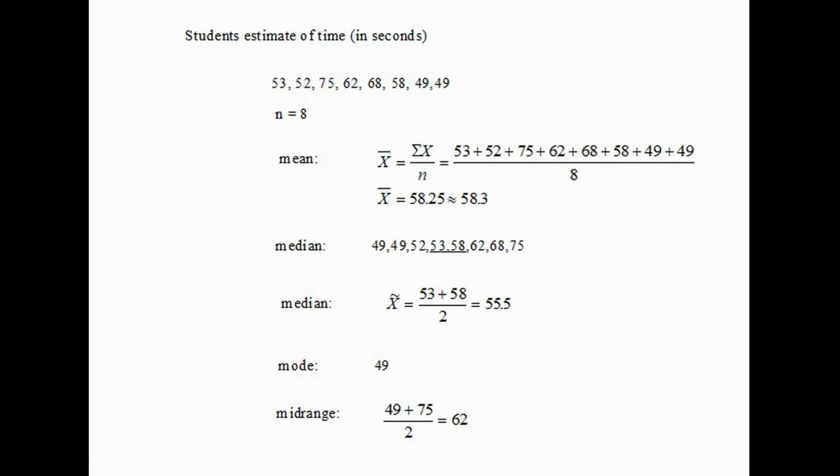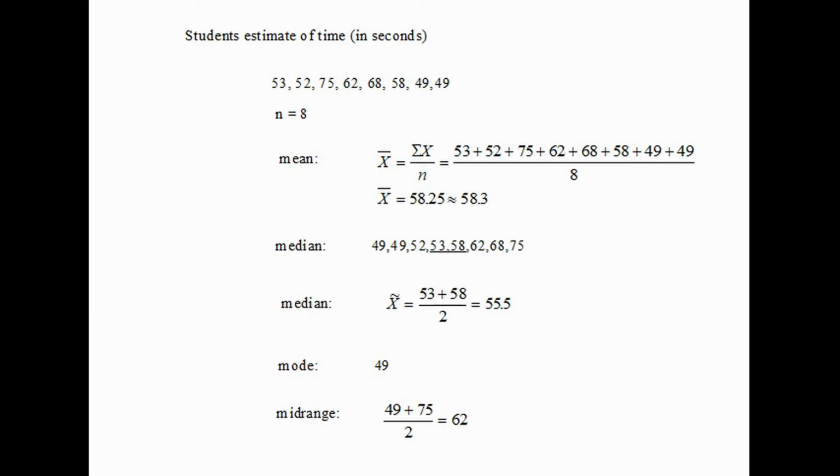This problem involved estimating time, that is, people were asked to estimate how much time had elapsed. And the first thing we notice, we have our data, but that we have a total of 8 elements of data. The mean, which I call bar x, is calculated by adding all the data elements together and then dividing that by the number of elements. In this case, n equals 8. When we do the calculations, we find that bar x is equal to 58.25, which we round up to 58.3.